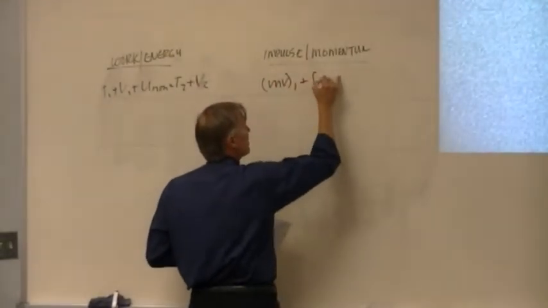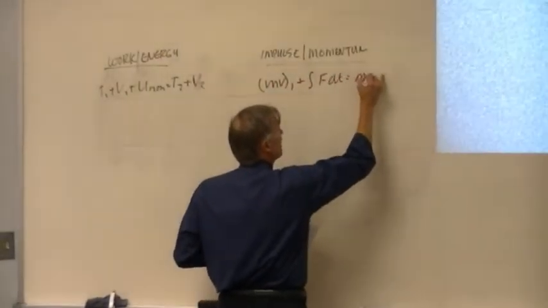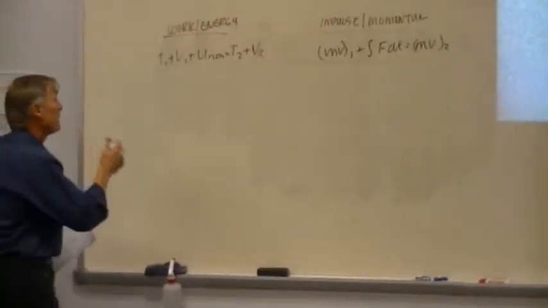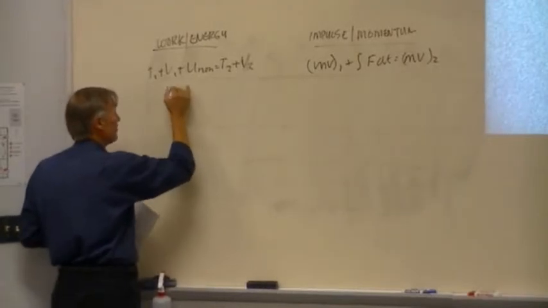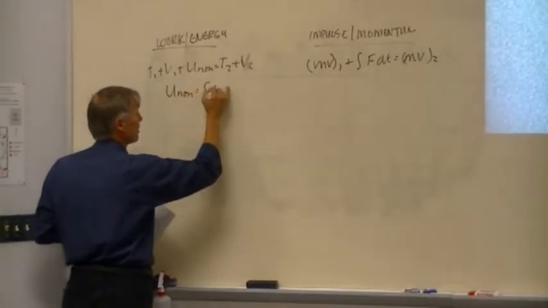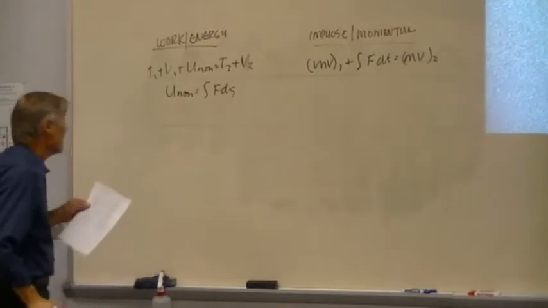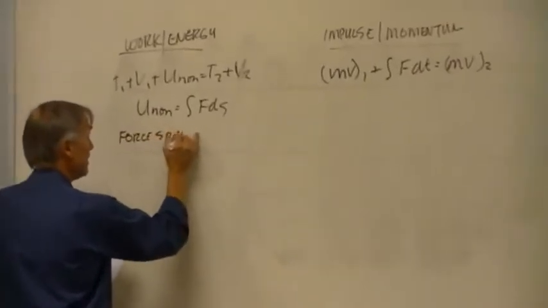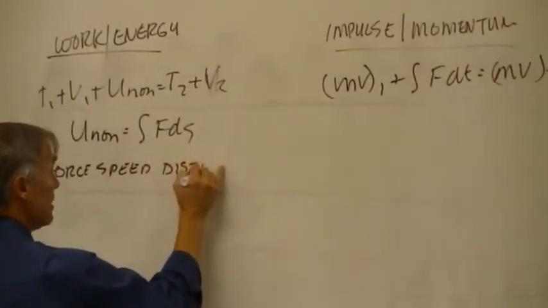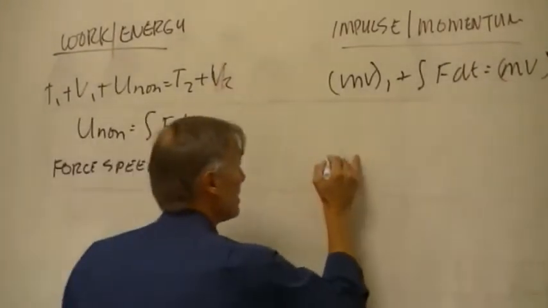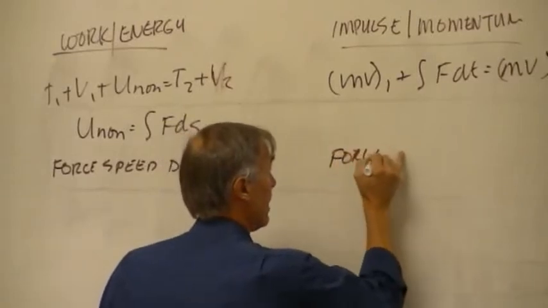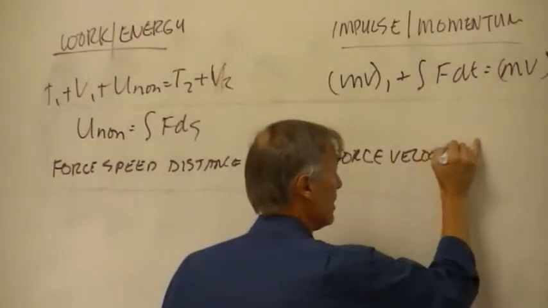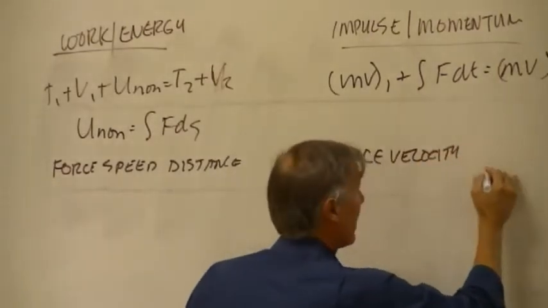mv1 plus the integral of f dt is equal to mv2. Okay. And I don't have to write down all these terms, but recognize again, U non is equal to the integral of f ds. Okay. Remember that this is good for force, speed, and distance. And this one is good for force, I'll call it velocity because we're going to continue using it in both x and y, and time.